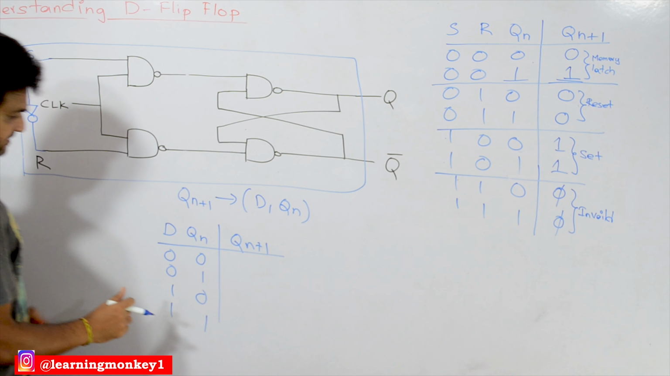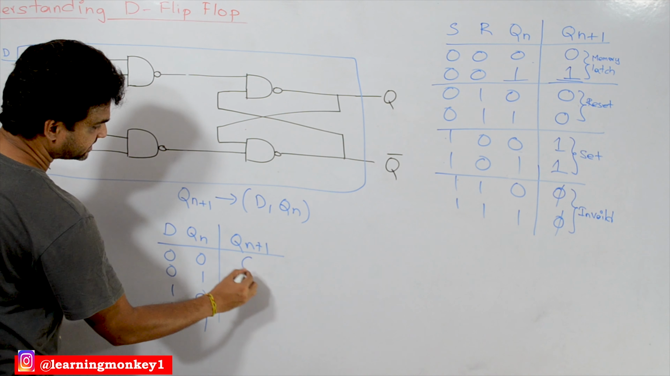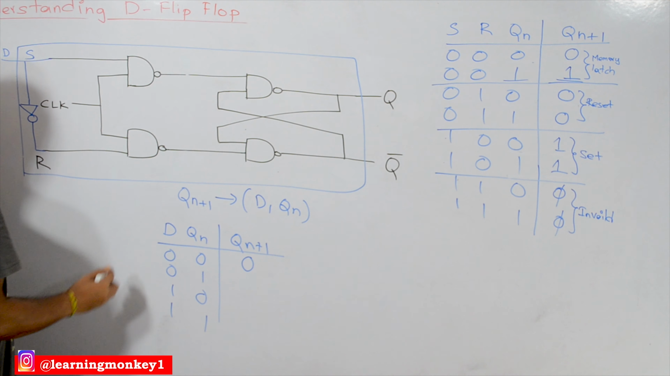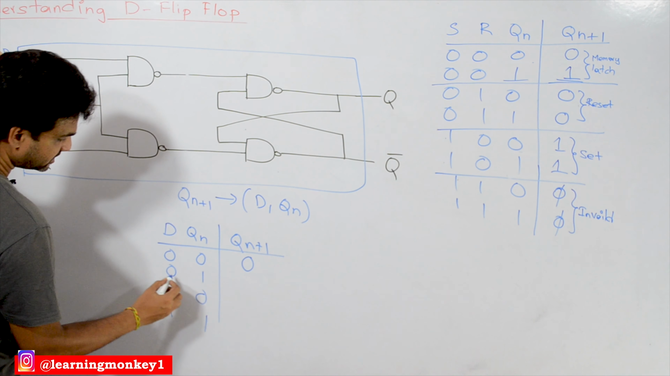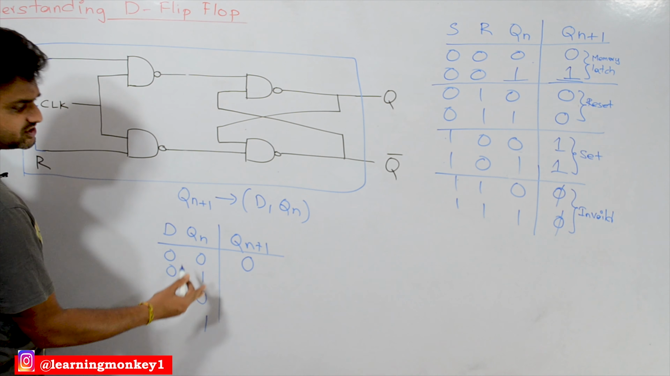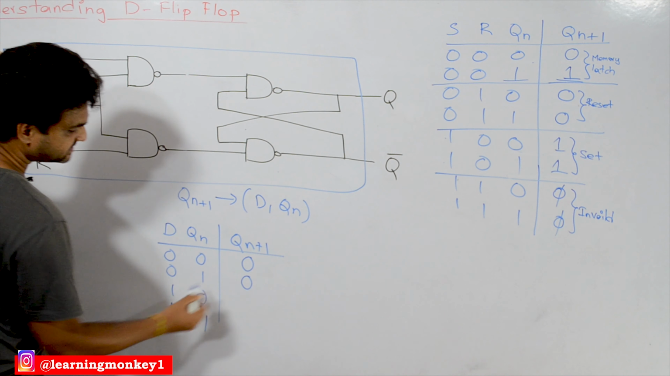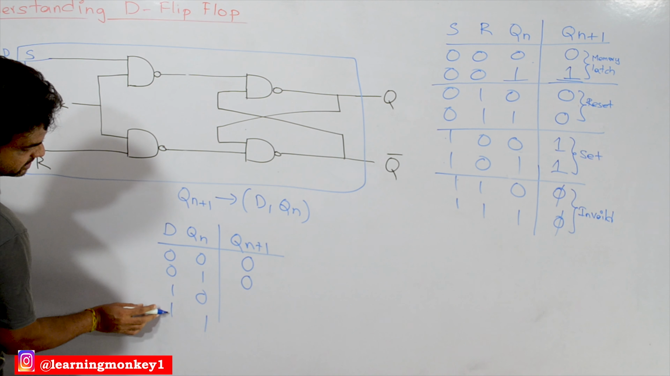So it is going to be D is 0 and Qn is equal to 0. It is going to generate an output of 0, because whatever is there at D is going to be generated at Q. Similarly, when D is equal to 0, Qn may be 1 or 0, it is not going to consider it, it is going to produce an output of 0.